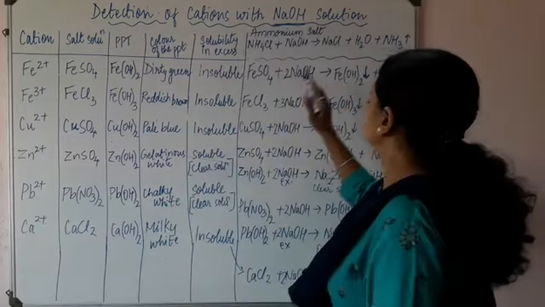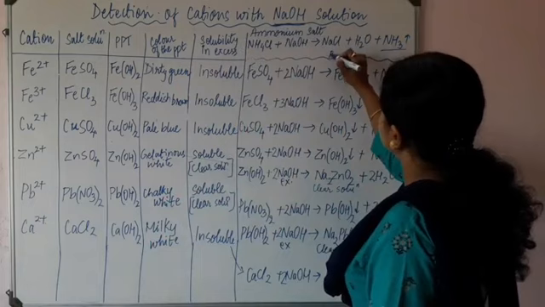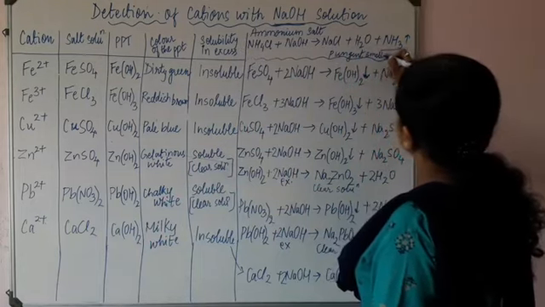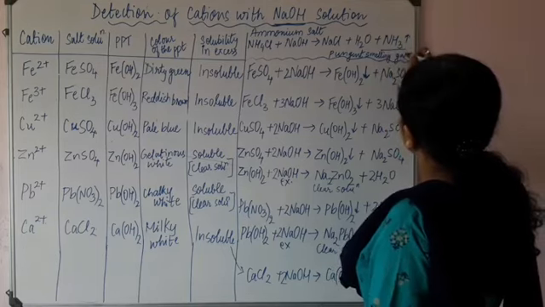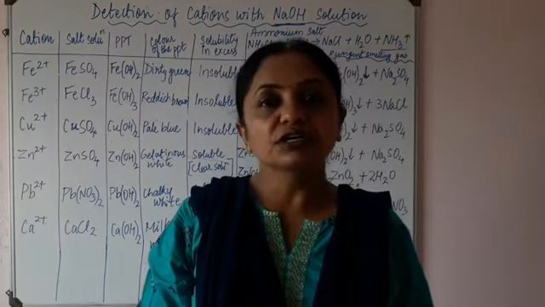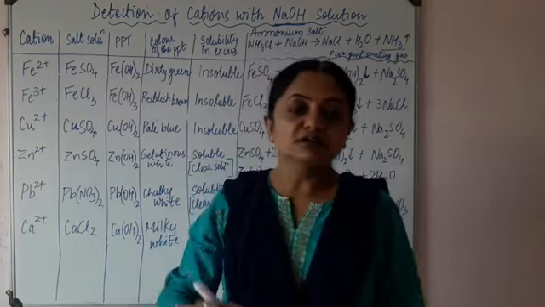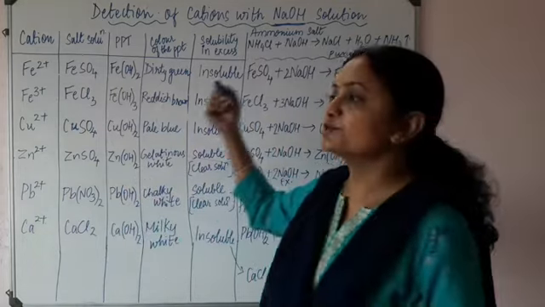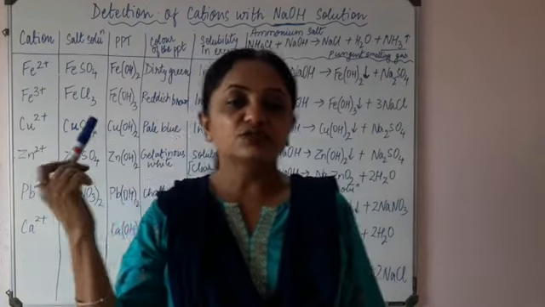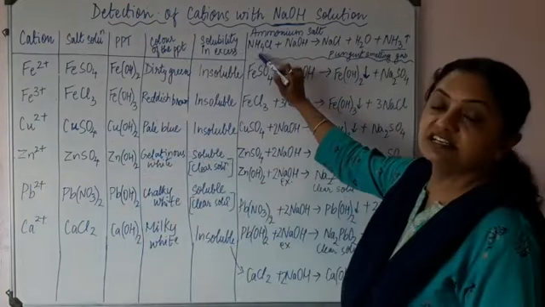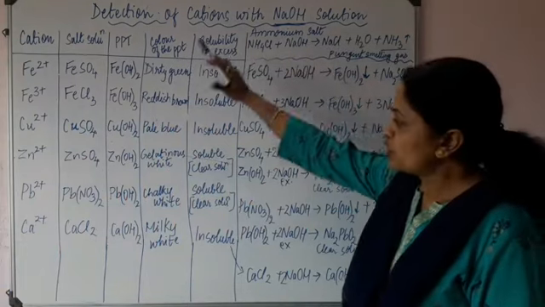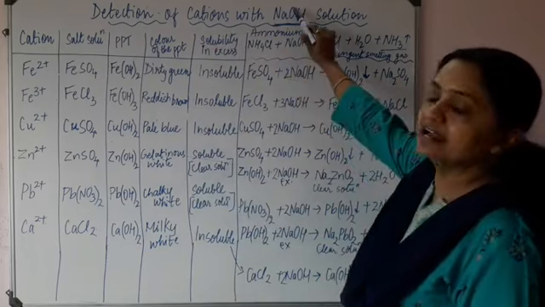So here a pungent smelling gas ammonia releases, and which we can detect when a rod dipped in concentrated HCl is brought near ammonia, dense white fumes of ammonium chloride are seen. So by this we will come to know the salt is of ammonia. So that can also be detected by NaOH. So all these are detected with NaOH.